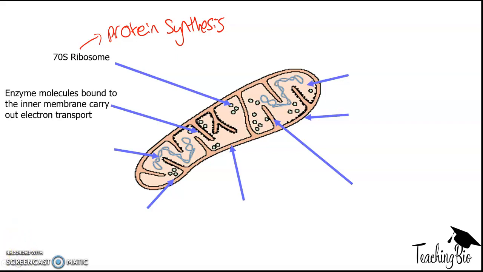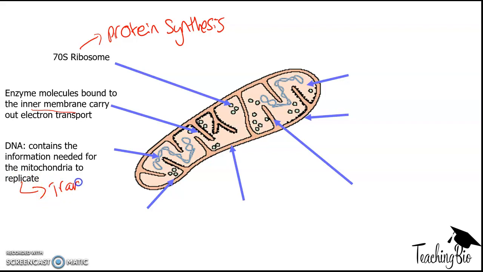We also have enzyme molecules that are bound to the inner membrane, and these will carry out the electron transport chain in order to allow for the production of ATP. We've got DNA, which contains the necessary information for the mitochondria to replicate, and also contains the necessary genetic sequence to allow for transcription and translation, therefore allowing for protein synthesis.